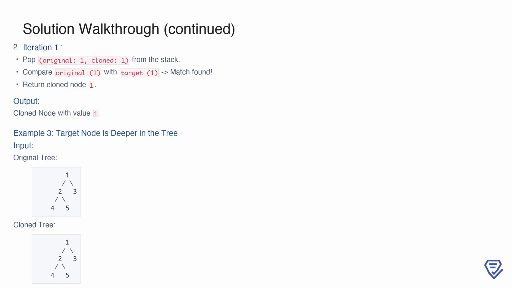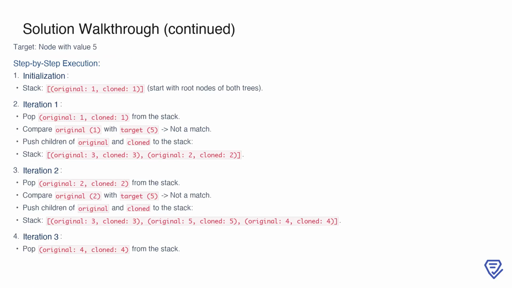Moving to the next example, we now consider a deeper tree structure where the target node is farther down the hierarchy. Here, the target is the node with value 5. As before, we initialize the stack with the root nodes of the original and clone trees. Starting the traversal, we pop the root node pair with value 1. The value doesn't match the target, so we push its children onto the stack. This adds the right child pair with value 3 and the left child pair with value 2 to the stack.